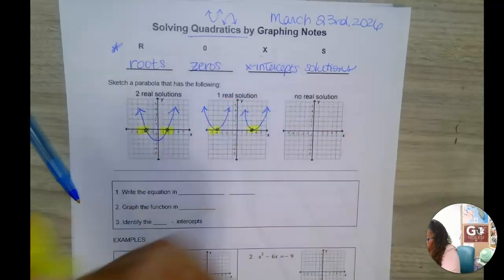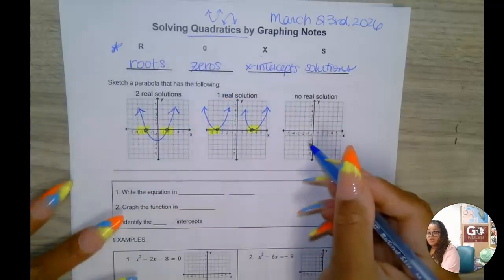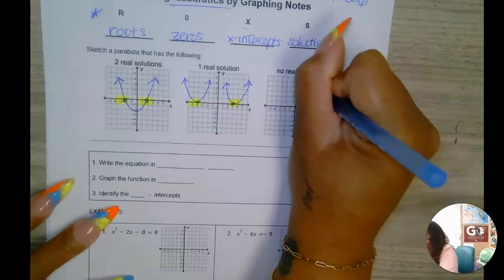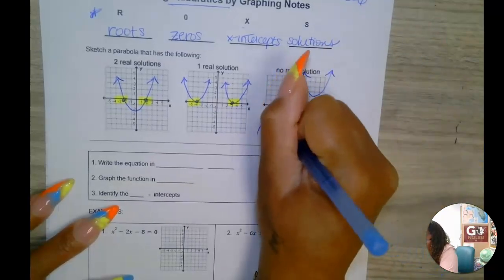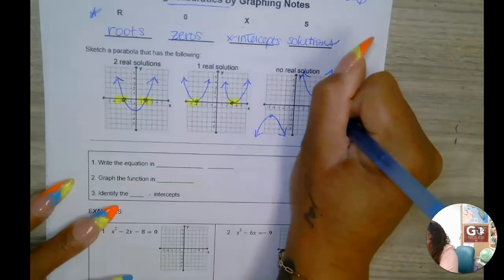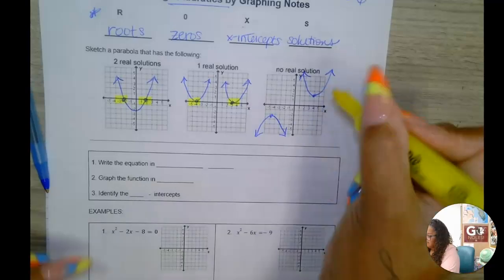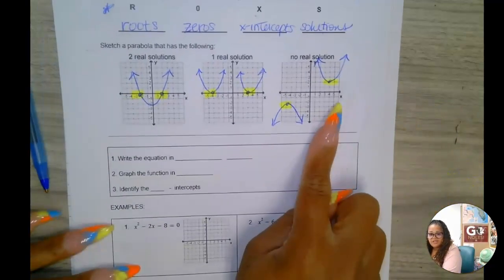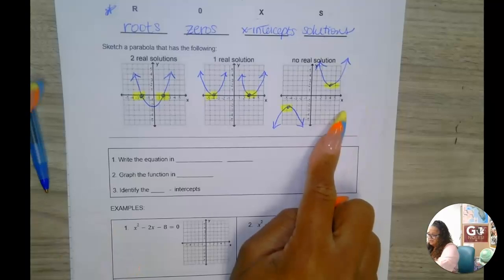So these only have one x-intercept. No real solutions means that this is floating in a quadrant. It is not ever going to touch the x-axis. Okay? These are not real solutions. You might have seen something like this on the interim test.